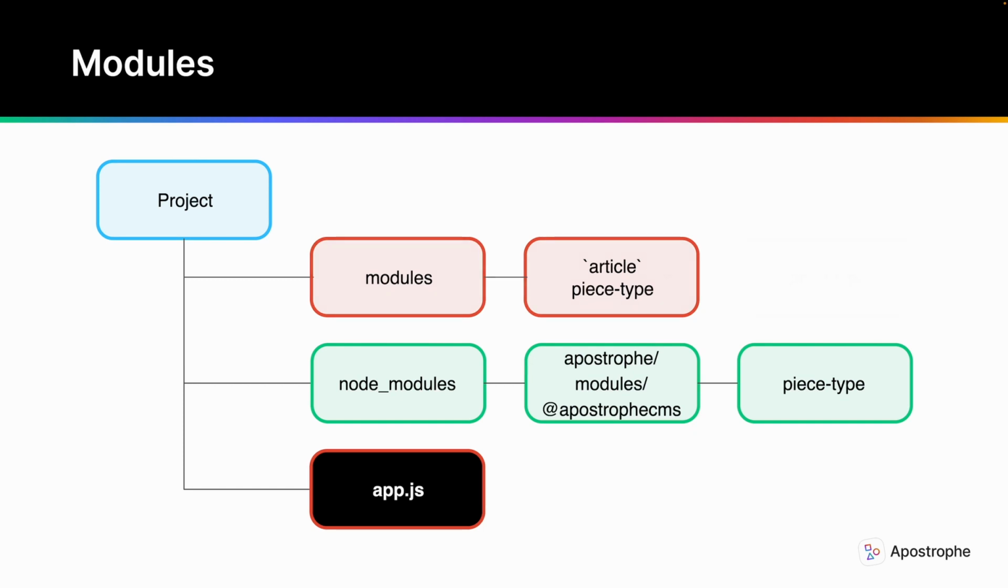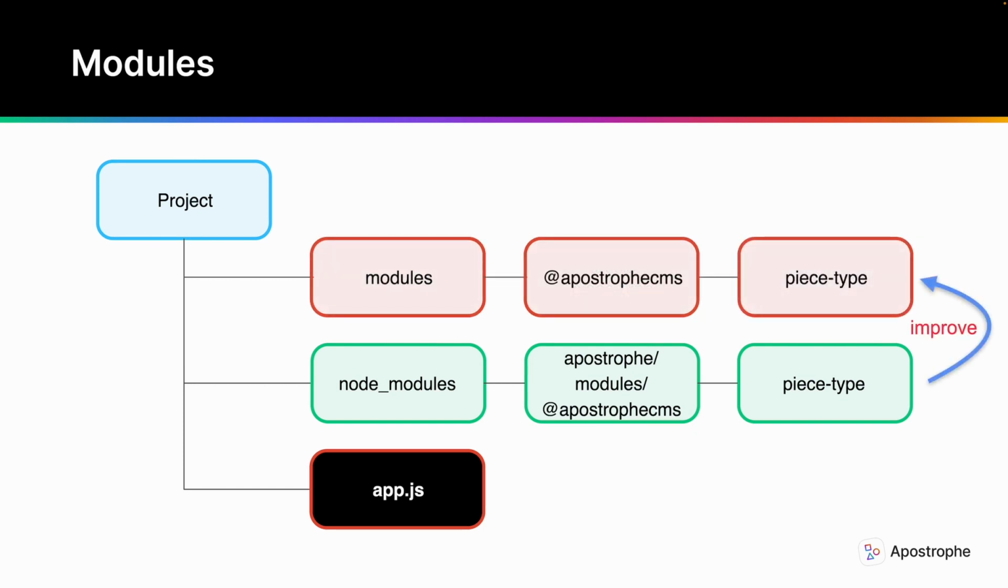You might also have modules in your project that improve the core modules. These modules are created in the @apostrophecms or @apostrophecms-pro folders within the project level modules folder.